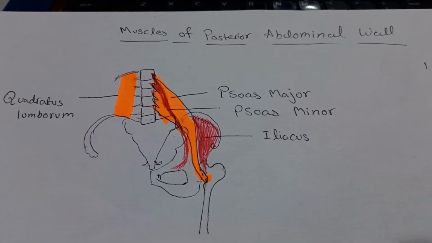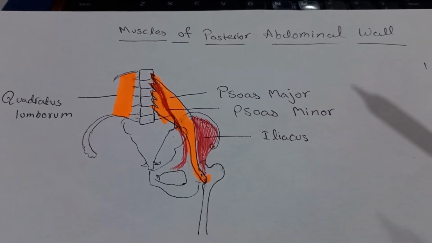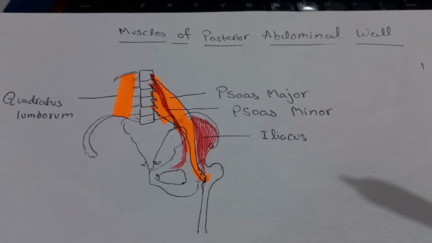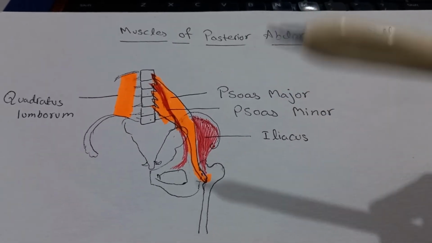So we can say psoas major muscle is powerful flexor of the hip. It gives stability to the hip. It brings about lateral flexion of the trunk on that side, and also it is a weak medial rotator of the hip.